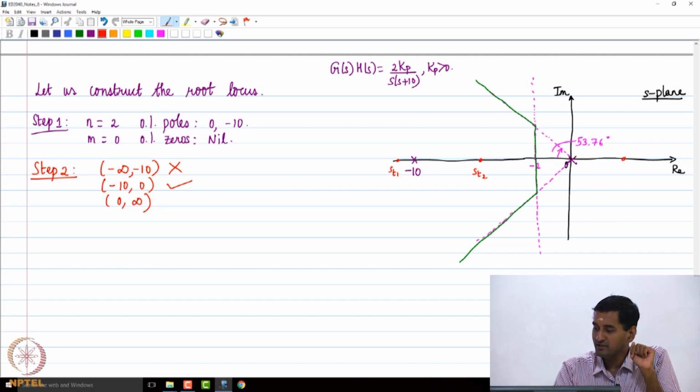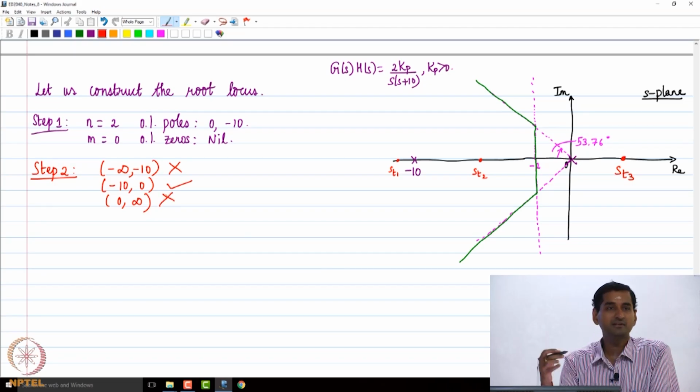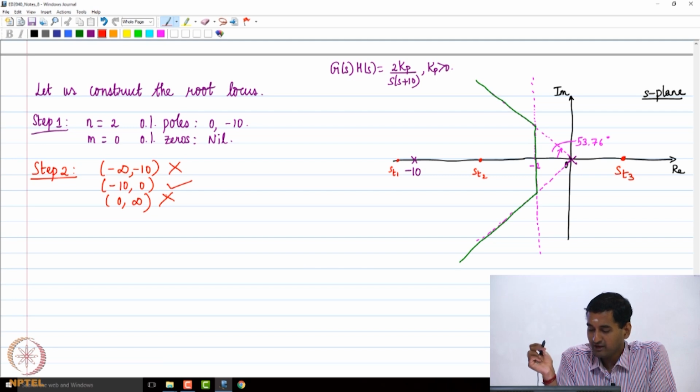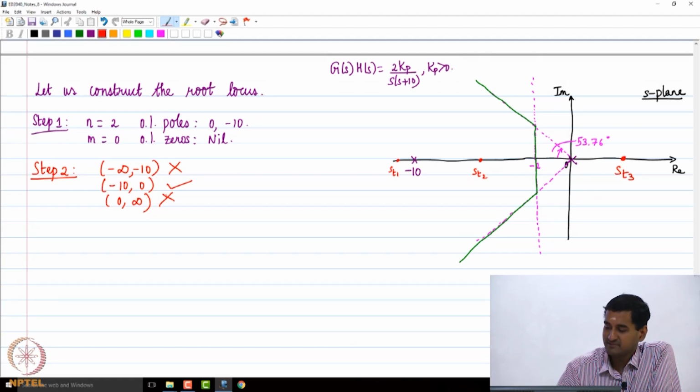Then we take a test point between 0 and infinity, let us say we call it ST3, you look to the right, there are none. So, there are no open loop poles or open loop zeros to the right on the real axis of any test point in this region. So, the only region of the real axis that lies on the root locus is the one between minus 10 and 0. Okay. So, that is what we have as a second step. Is it clear? Okay. So, then we move to the next step.